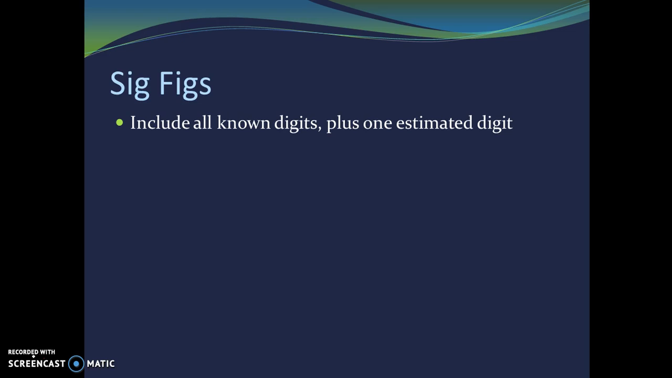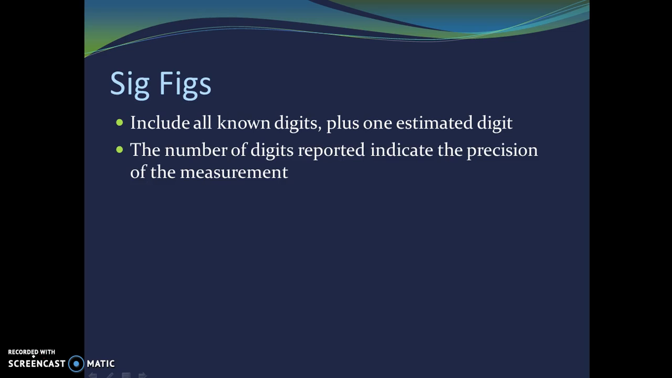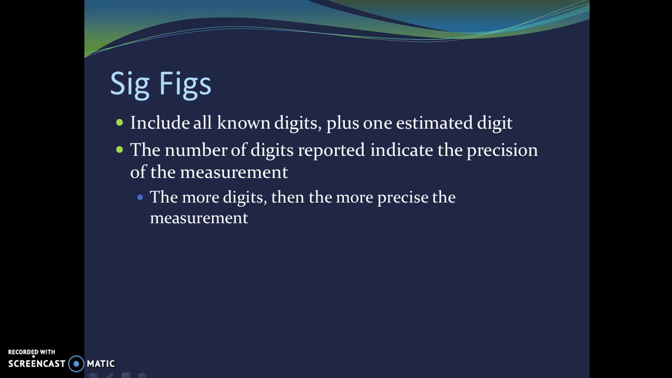Sig figs are going to include all of the known digits. So when you take a measurement, you know certain values that are there, plus one estimated digit. The last number that you write is always going to be the estimated digit. Depending on your instrument, it's going to depend on the place value of that estimated digit. The number of digits reported are going to indicate the precision of the measurement. So the more digits that you have, the more precise that measurement.